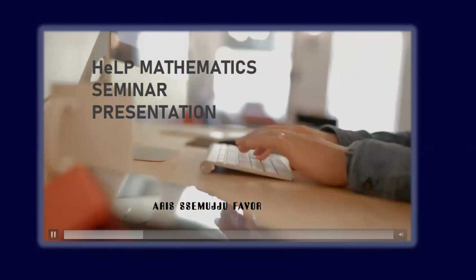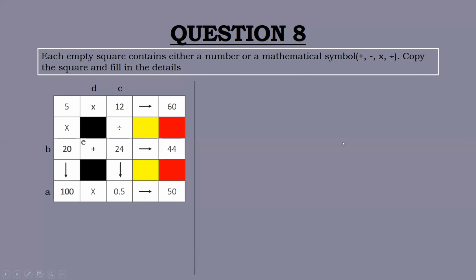Good afternoon. My name is Aris Yungjifeva, and I'll be presenting number 8 and number 11, I think. Number 8 says each empty square contains either a number or a mathematical symbol, which is addition, subtraction, multiplication, and division. Copy the square and fill in the details.